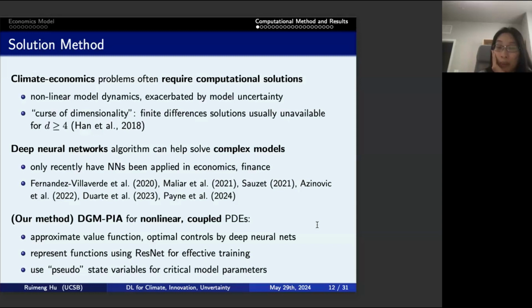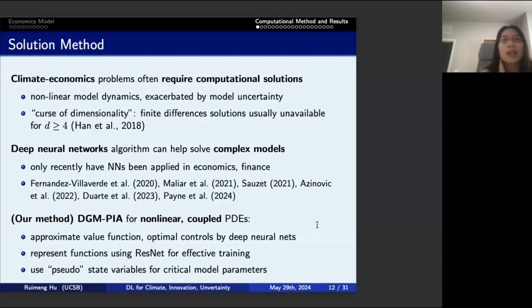Climate economic models or problems always require numerical solutions. Given such complicated and realistic models, usually you cannot expect to have tractable or analytical solutions. So people usually look for numerical resolutions. In our case, we have at least 4 dimensions in our HJB equations. So what are the popular methods? Finite difference methods, which are popular in the economics world, are no longer available. In the past, many climate economic problems have been solved in low dimensions using finite difference methods.